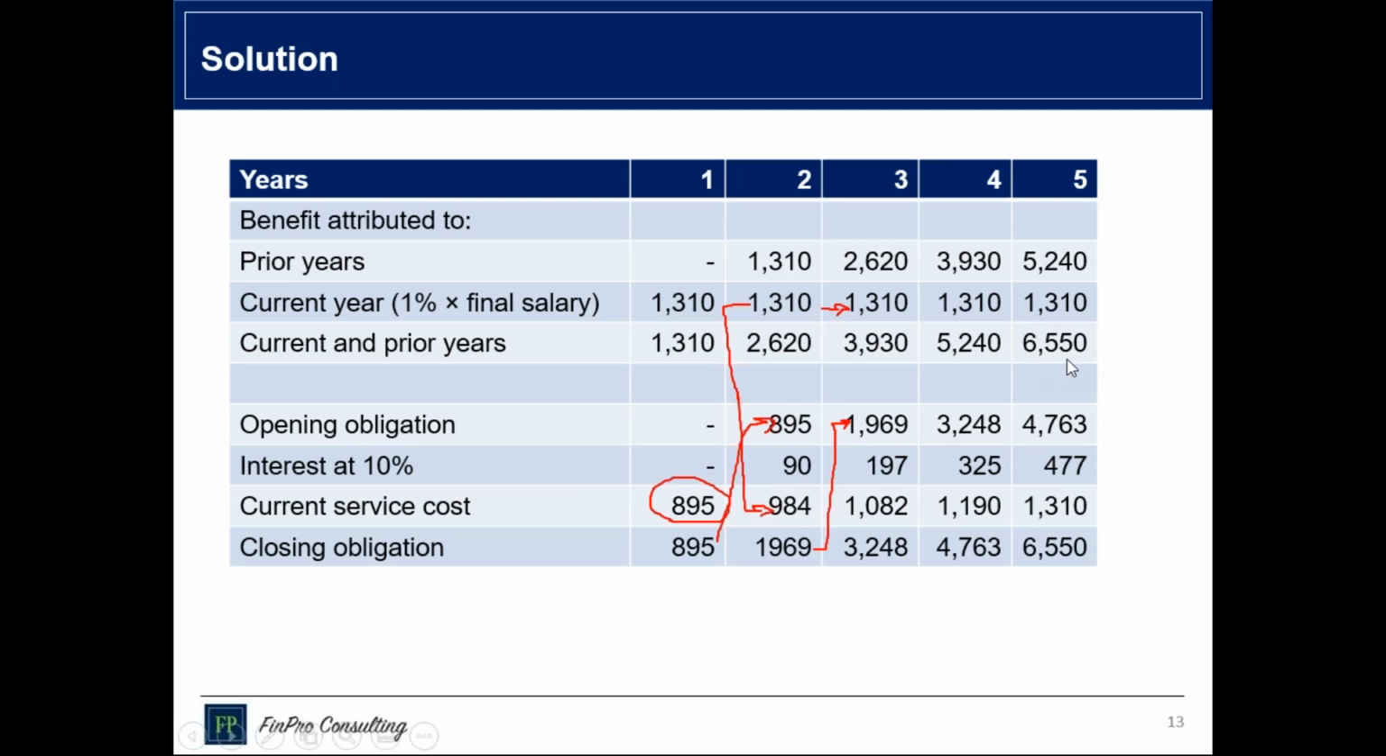But we will not recognize the entire 6550 at the beginning of the 1st year or directly at the end of the 5th year. So 6550 will be recognized between the current service cost over these 5 years and interest cost over these 4 years. So this is how the actual accounting is also done in real life practice. The only additional points that we will have are the actuarial gains and losses, whenever there are changes in the assumptions.